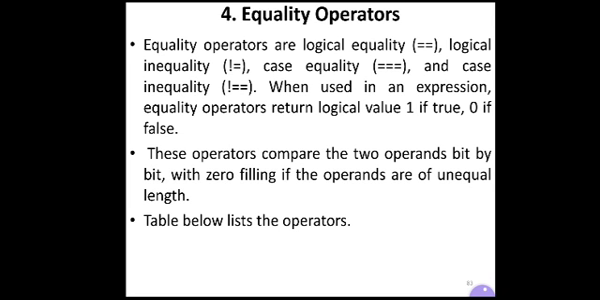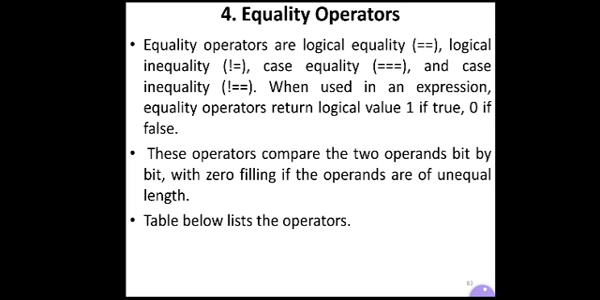The first one is the equality operators. There are four different equality operators available: logical equality, logical inequality, case equality, and case inequality. You can observe the symbol used for the logical equality is the equal to sign, two times, whereas for inequality, an exclamation sign followed by equal to represents the inequality.